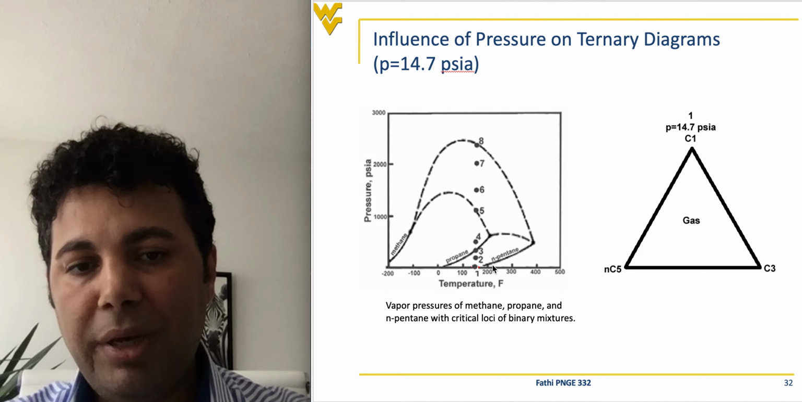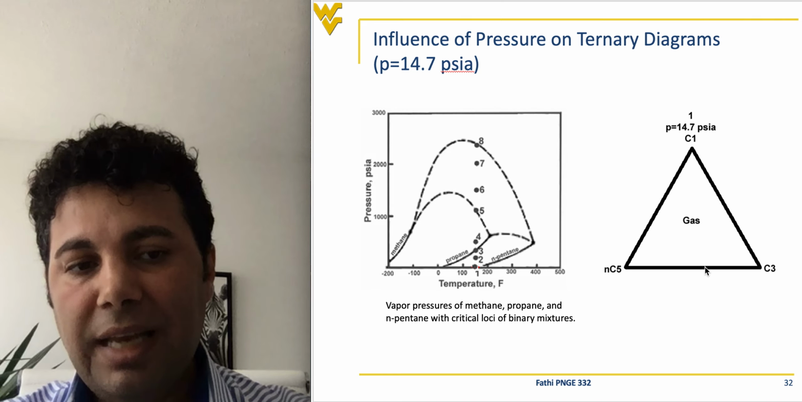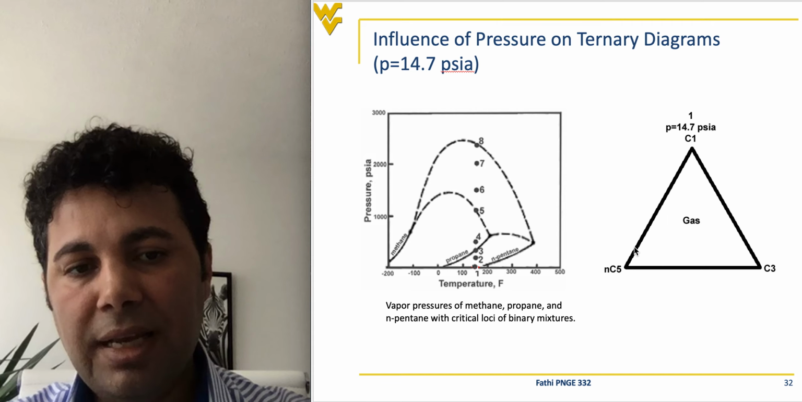What about the propane and N-pentane? Again, in the propane and N-pentane, point 2 is located inside this propane and pentane envelope, so I should have gas phase, liquid plus gas, and the liquid phase. Again, the gas phase is closest to the lightest component and the liquid phase closest to the heavier component. So on this lateral, I should have gas, liquid plus gas, liquid.